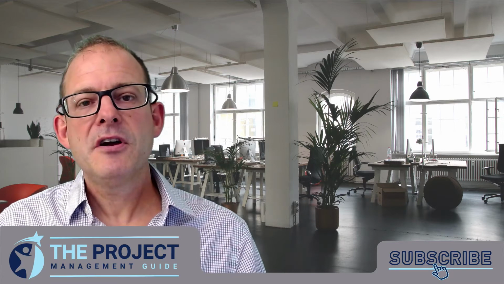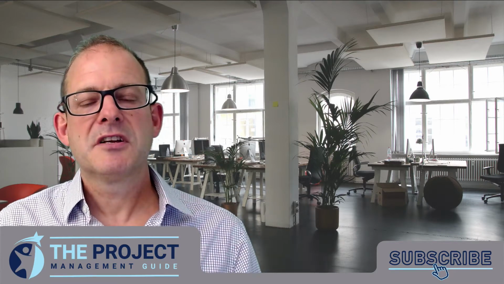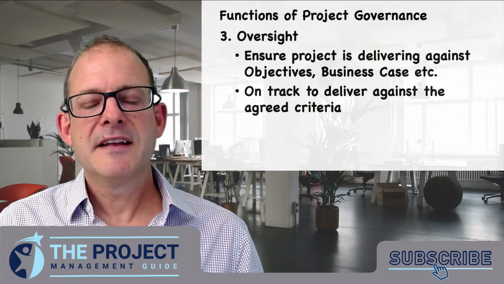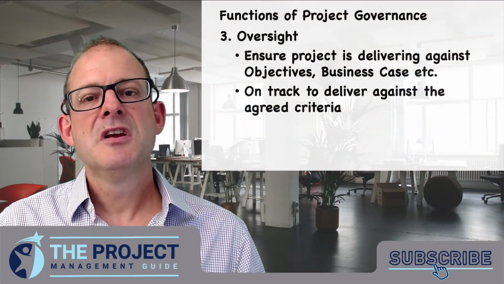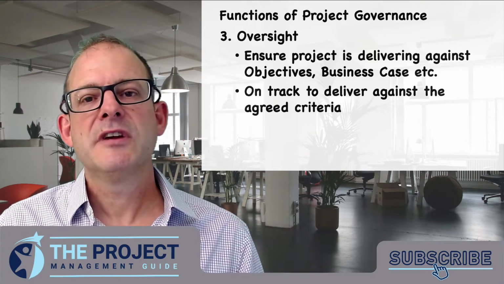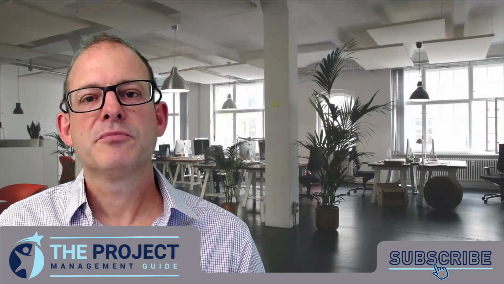The third function of project governance is to offer oversight, to keep an oversight of the project, to make sure that the project is delivering against the agreed project objectives and the business case, and to make sure that the outcomes are going to be what was agreed at the start of the project.